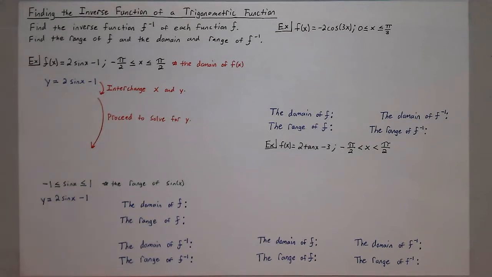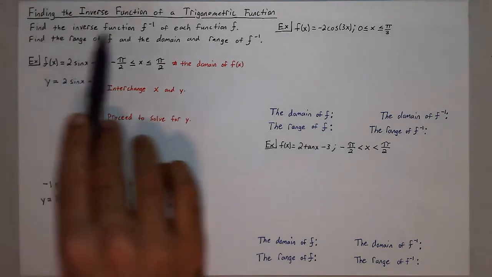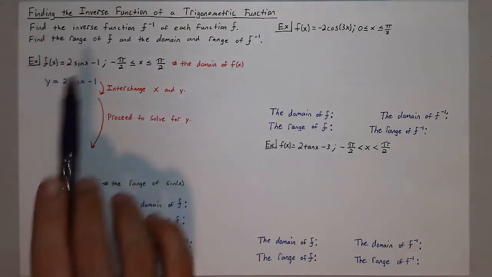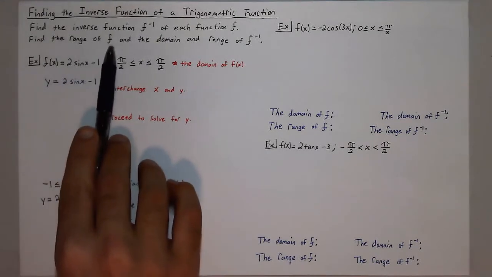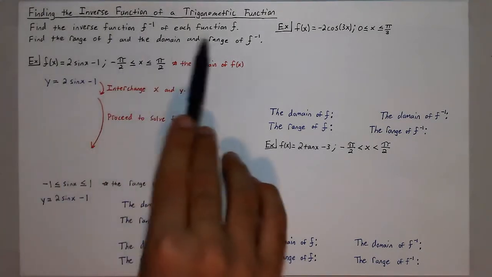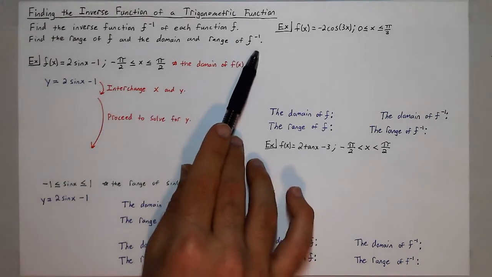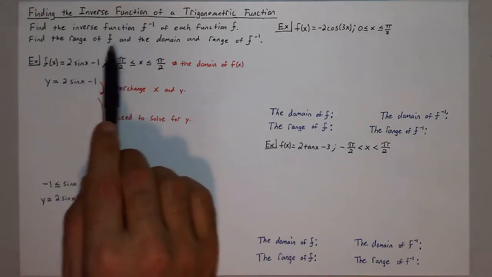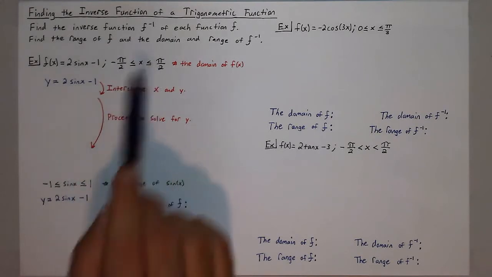In this video, we are going to learn how to find the inverse function of a trigonometric function. So our instructions will be to find the inverse function f inverse of each function f, which will be given, and find the range of f, and then the domain and range of the inverse function. Now what's nice is I'll be given the domain of each function. That's why we're not finding the domain of f. I'm going to give it to you.